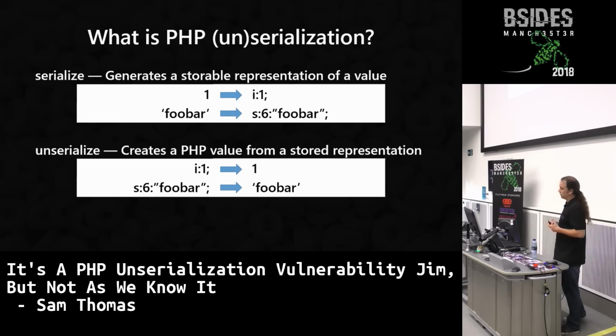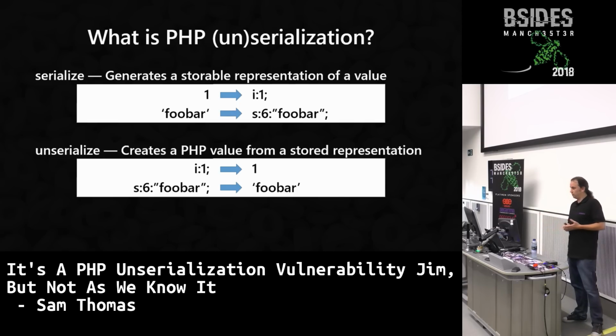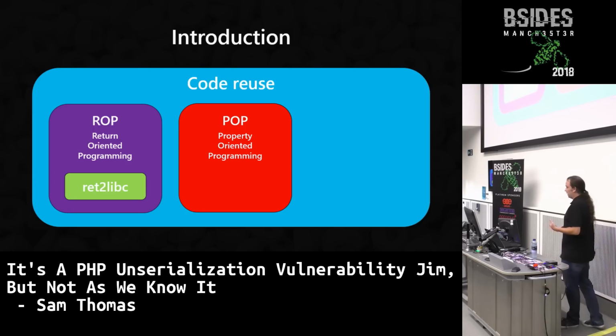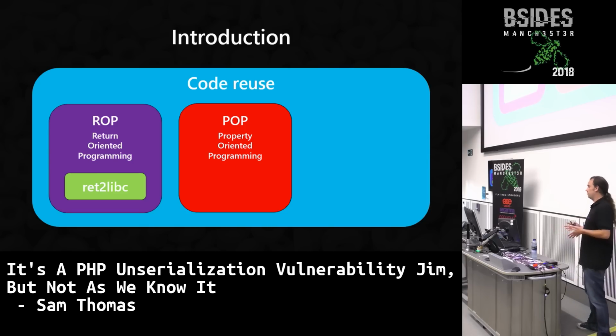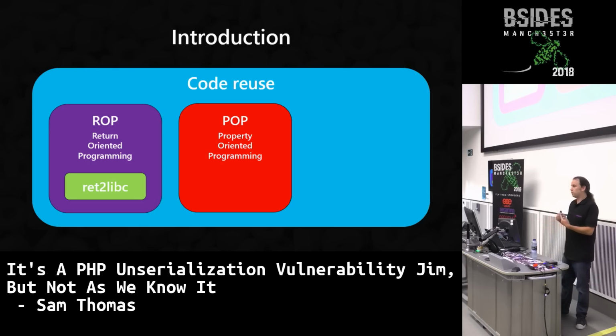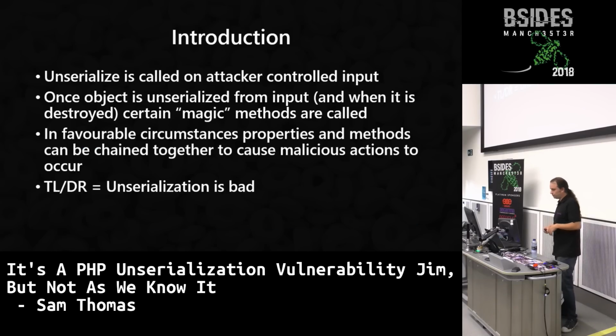The examples on the slide are really simple, so I've just given an integer and a string, but it can deal with much more complicated objects. And what Stefan Esser realized was that there's a technique quite closely related to return-oriented programming called property-oriented programming, whereby you can construct a malicious object that, if you get everything right, upon being unserialized will cause a chain of methods to be called and cause something malicious to happen.